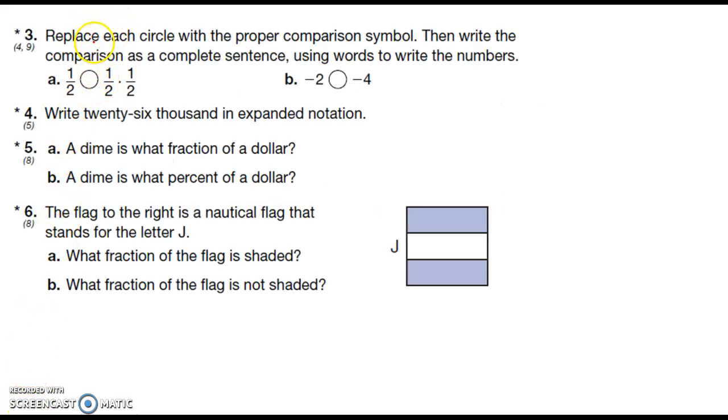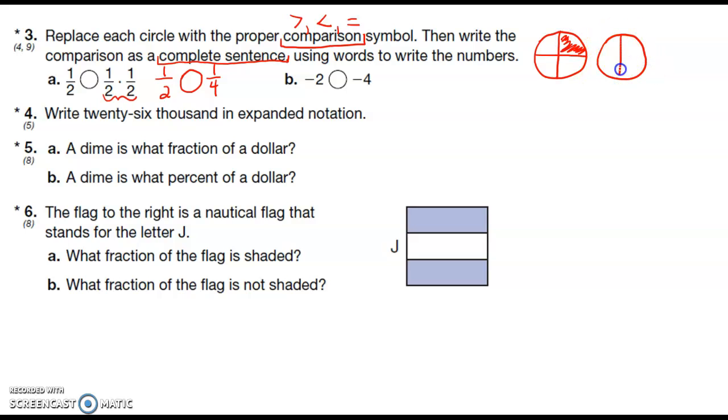All right, number 3. Replace each circle with a proper comparison symbol. Remember that this is greater than, less than, or equal to. And then write the comparison as a complete sentence in English words, using words to write the numbers. So we have 1/2 is greater than, less than, or equal to 1/2 times 1/2. So I have to do this first. So I have 1/2 is greater than, equal to, or less than 1/4. Now if I have a circle and I have 1/4 of the circle, and then here I have a half, I can see that a half is greater, so I'm going to go ahead and do this.